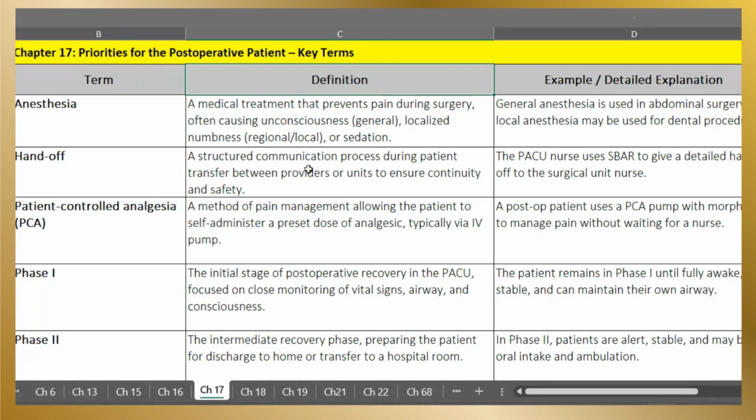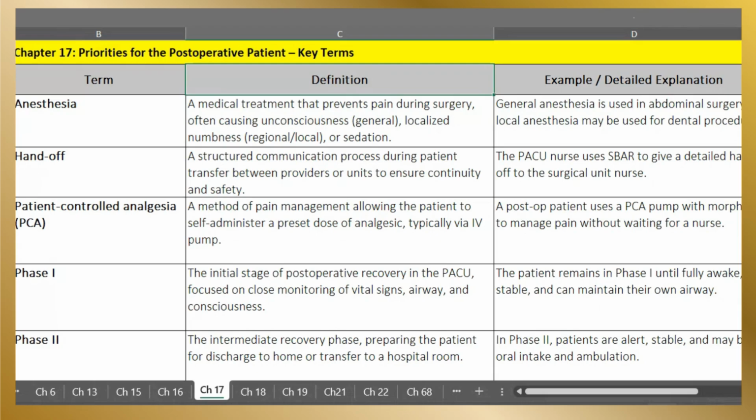Handoff means a structured communication process during patient transfer between providers or units to ensure continuity and safety. So the PACU nurse uses SBAR to give a detailed handoff to the surgical unit nurse.